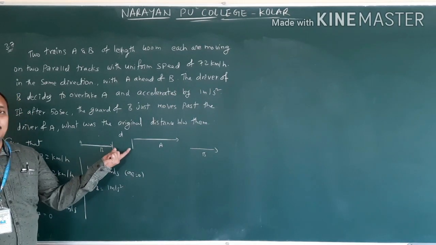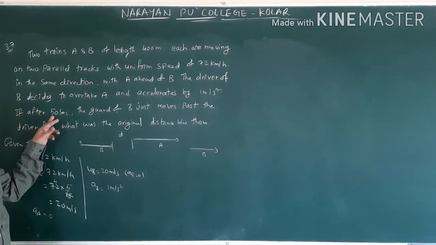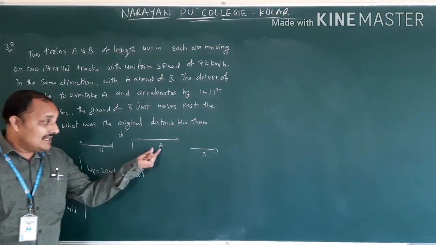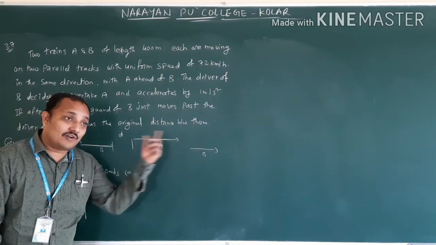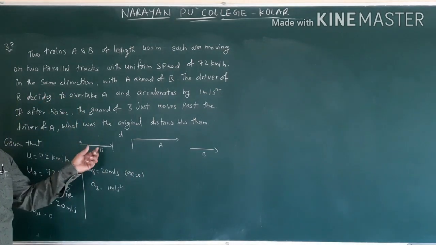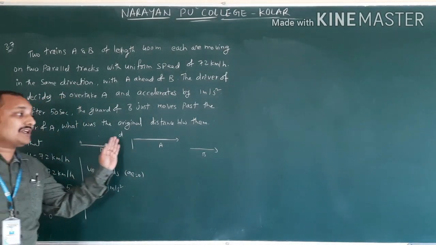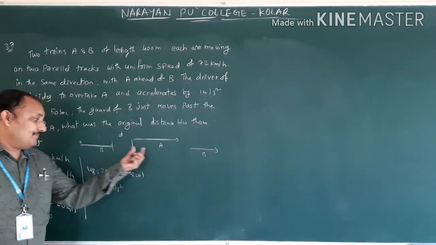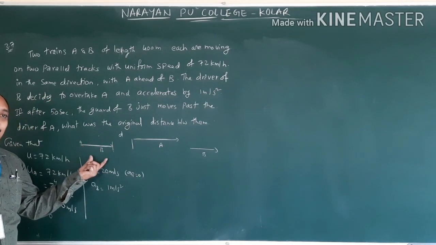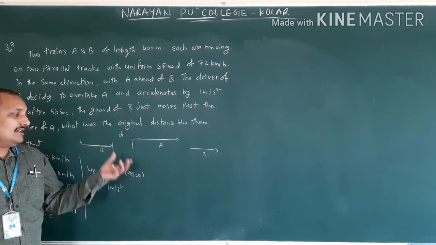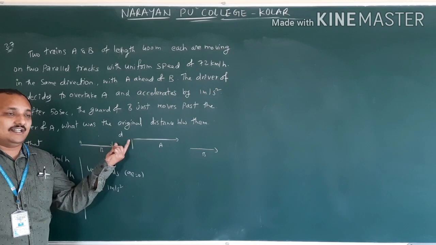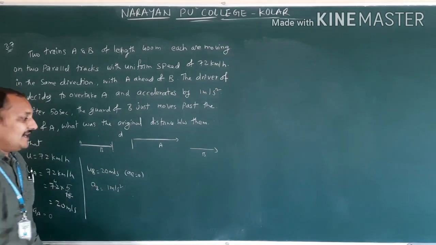Now how will we get this distance? Within this 50 seconds time, train A will cover some amount of distance. At the same time, train B is totally crossing A. How much distance is covered by A? How much distance is covered by B? If you calculate, you will get the separation, the original distance. So what is the distance covered by A?